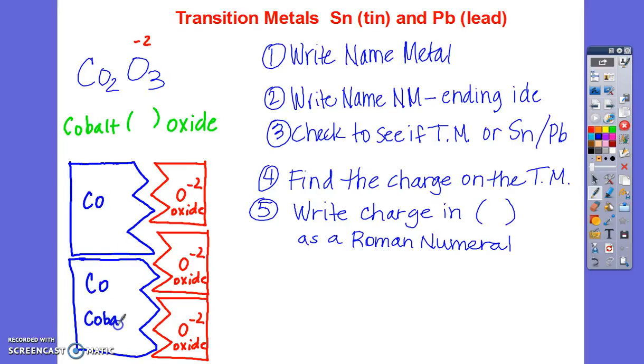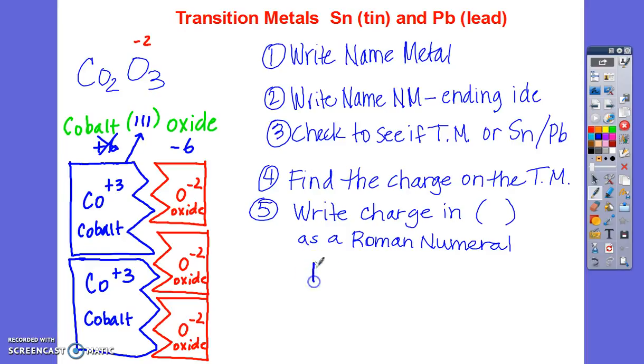And what would be the charge on each one? Well, we said the total positive and the total negative have to equal each other. This is -6. This must be +6. What does each puzzle piece represent for a charge? +3. Our Roman numeral goes here. It is not for the total charge. It is only for the charge on 1 cobalt. So we have a cobalt(III) oxide here.